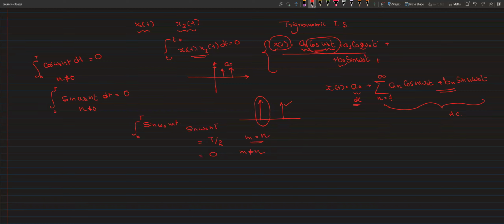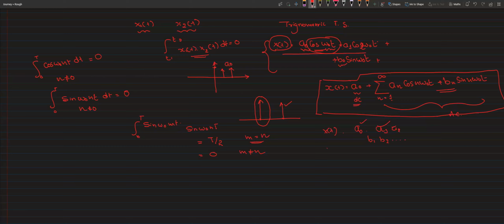And usually one more type of question they ask in terms of Fourier series is, they will give you one signal, x of t. Then they will ask you to find the DC signal A0, and also other components like A1, A2, and B1, B2, and so on. So these components they will ask you to find.